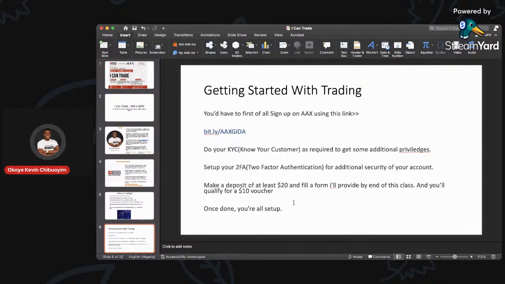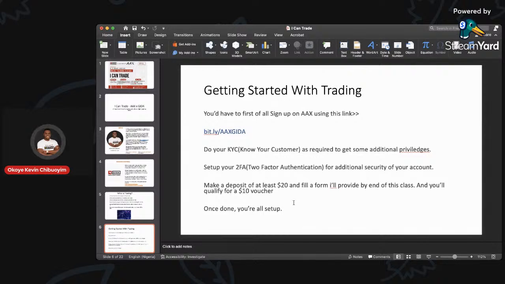So make a deposit of $20, and by the end of this class, I'm going to provide you with a form. Everybody who has deposited, fill that form so that you can qualify to get your $10. So this is basically it. Sign up, do your KYC, set up your 2FA, make deposits, and once you've done all that, you are set up.